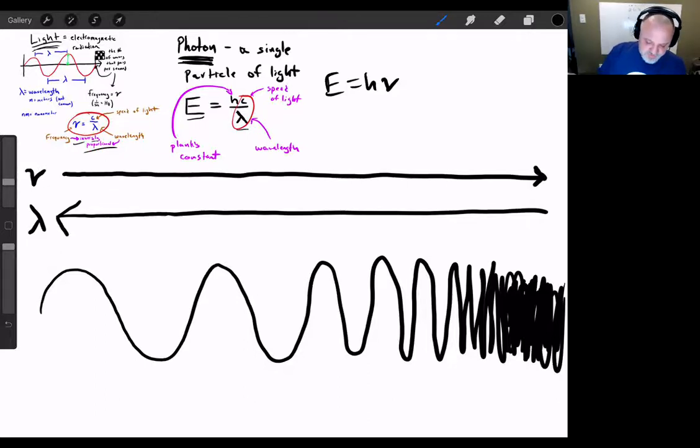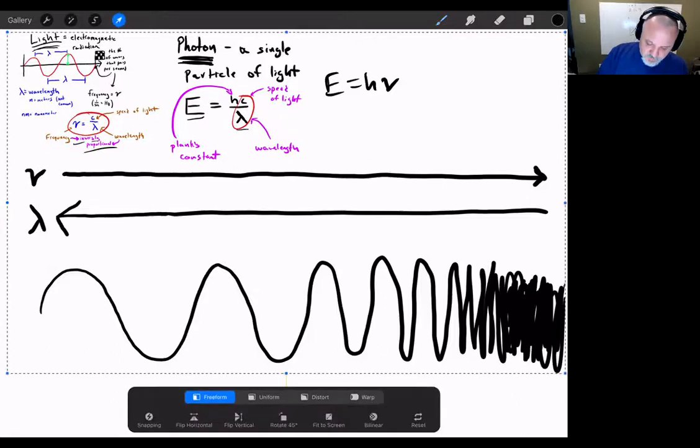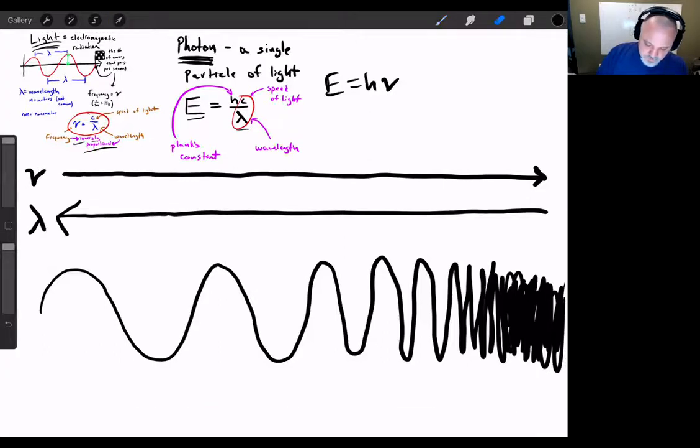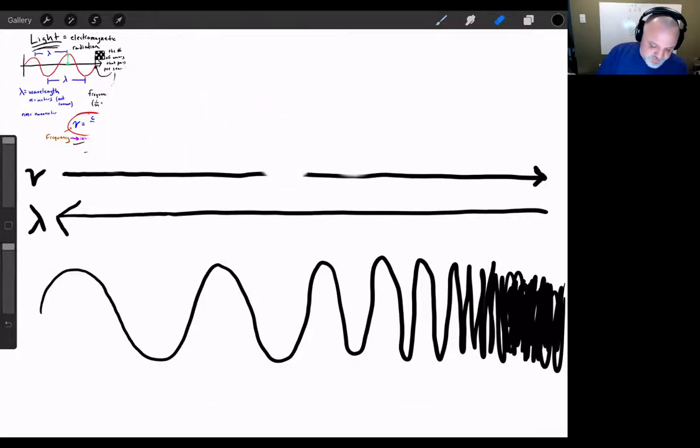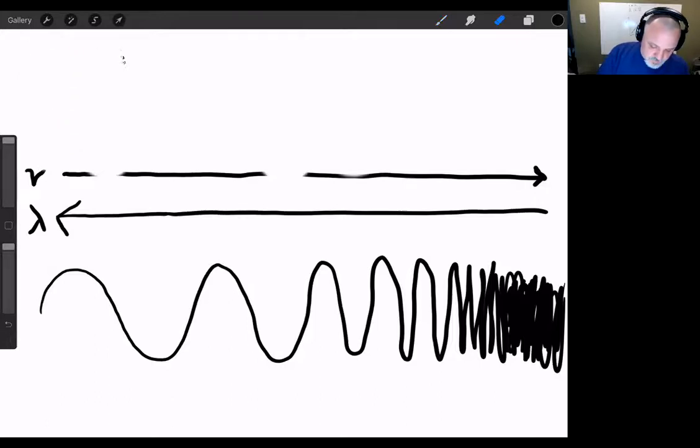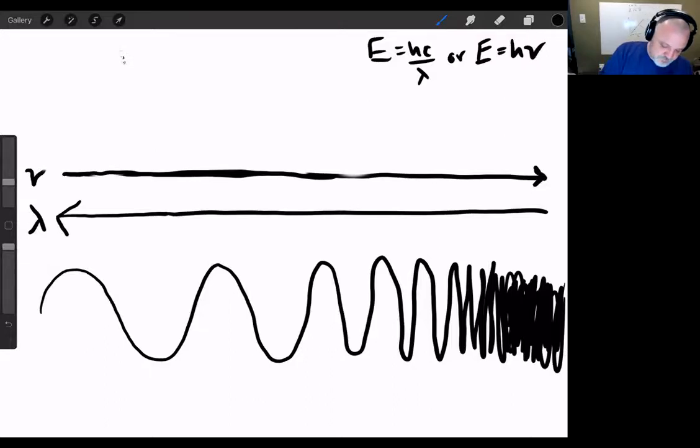And the last thing then to do is to say, well, what's happening to the energy? Remember, E equals hc over lambda, or E equals h nu. Which direction is the energy going? Is it going up or is it going down?